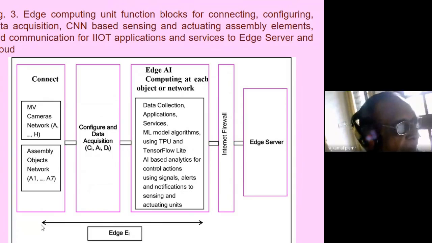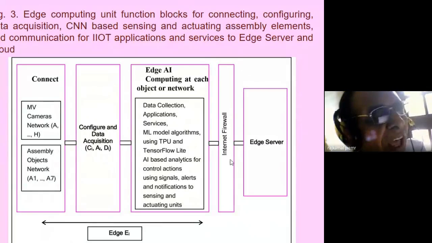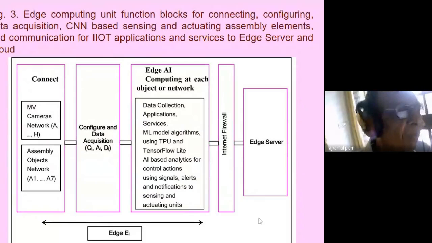These are the different components of the AI. And it is connected to the internet firewall and it is connected to the S server. There is another unit. Now I am talking to you about the S server. And what is the S server? This I will tell you a little bit later on.